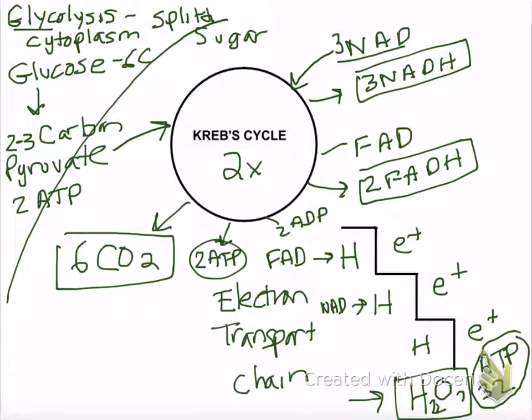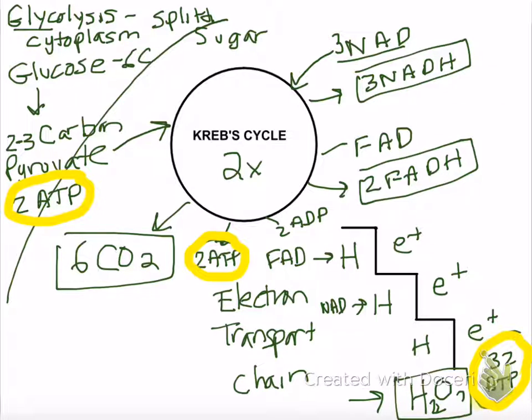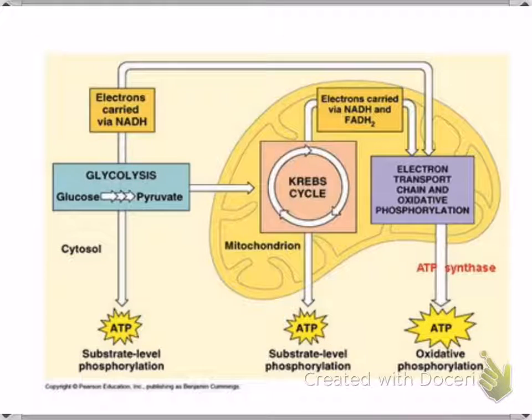So you can see we make 32 ATP in the electron transport chain, and we make 2 ATP in the Krebs cycle, and we make 2 during glycolysis for a total of 36 ATP total. In the next slide, we'll summarize all the steps for you.